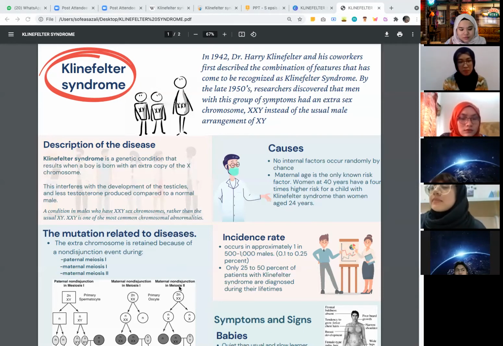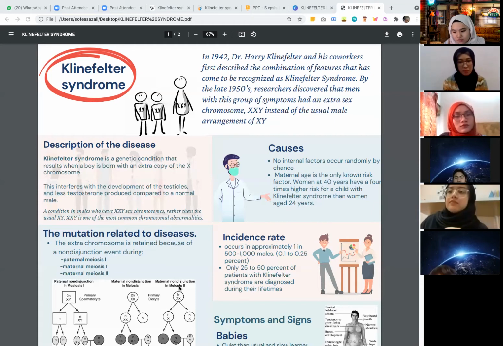Okay, thank you Azwa for the description of the disease. Okay, for the causes, basically, Klinefelter syndrome does not have any inheritance rate as it occurs randomly. There are no internal factors, it occurs randomly by chance. Maternal age is the only known risk factor.